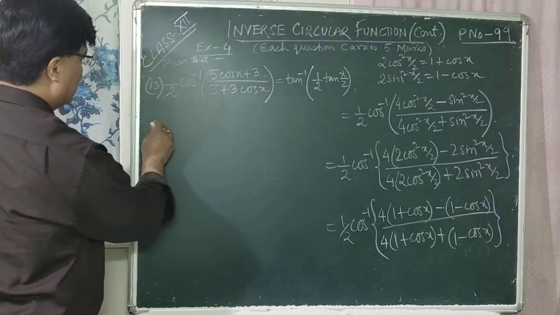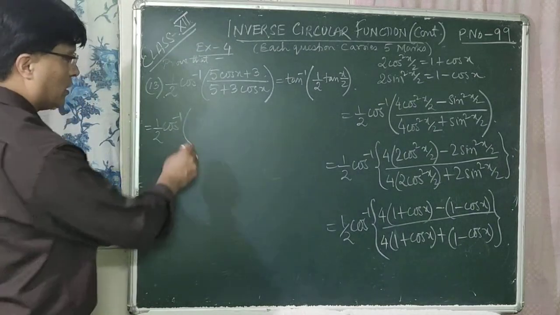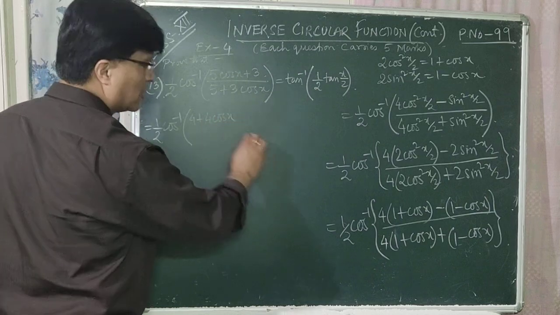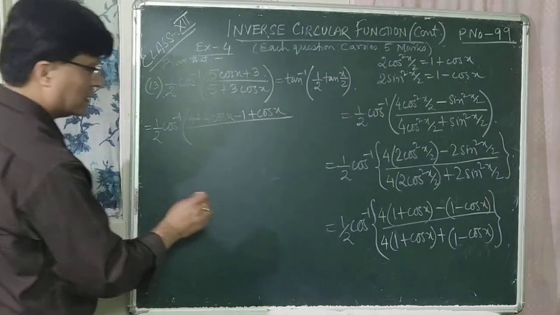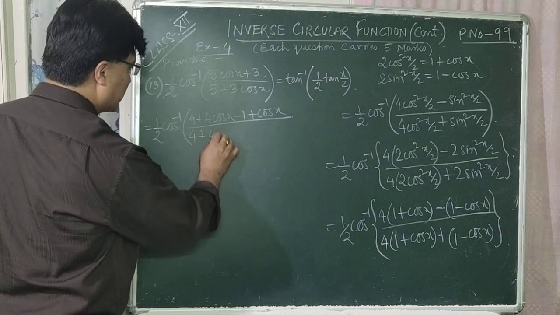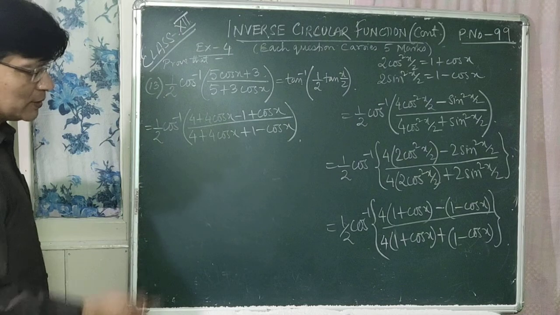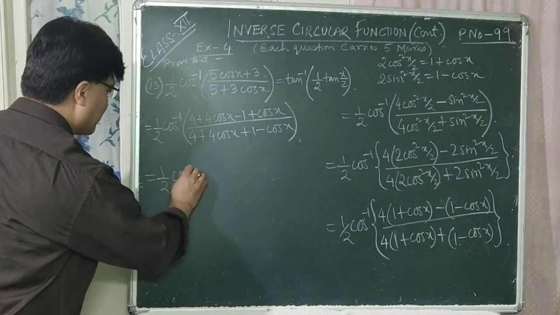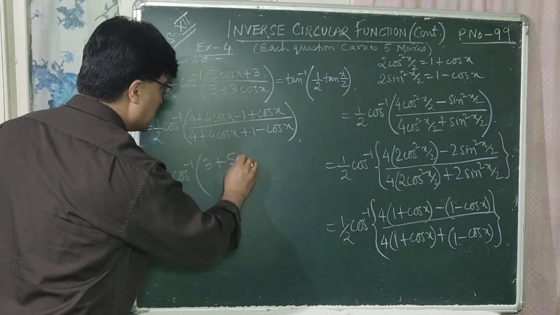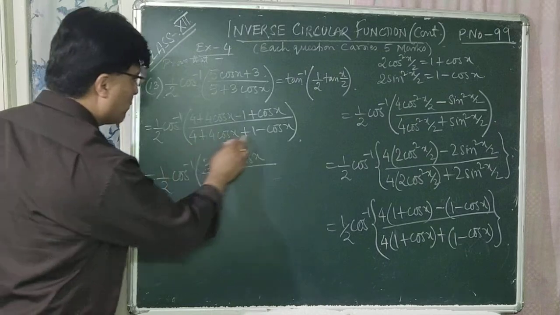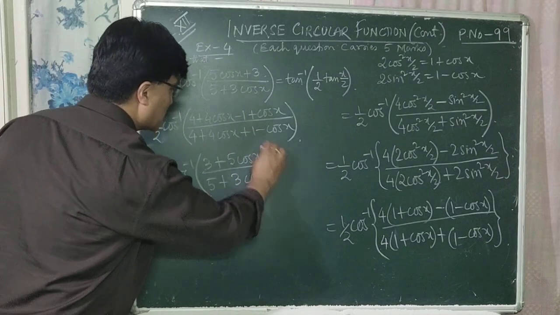So now you can simplify it further, which is equal to half cos inverse, now within bracket. So you can multiply by 4 there. So it is 4 ones are 4 plus 4 cos x, and next minus 1 minus cos x, right? So whole divided by, in the denominator 4 ones are 4 plus 4 cos x, next plus 1 minus cos x, bracket closed. Is that clear? Now next step, so it is half cos inverse within bracket 4 minus 1 is 3 plus, what is 4 cos x plus cos x? 5 cos x whole divided by 4 plus 1 is 5, and what is plus 4 cos x minus cos x? It is plus 3 cos x.